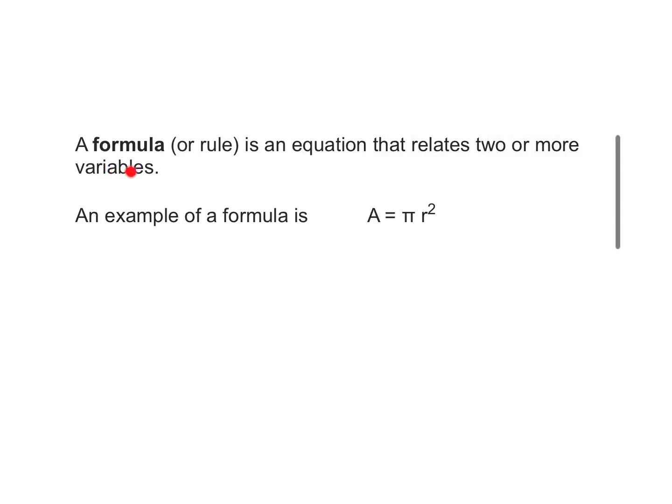Well, what is a formula? It is a rule, an expression that relates two or more variables. For example, here we have a formula: the area of a circle is pi r squared. That is an example of a formula, and we have a variable, r squared, and we also need to find what the area is.